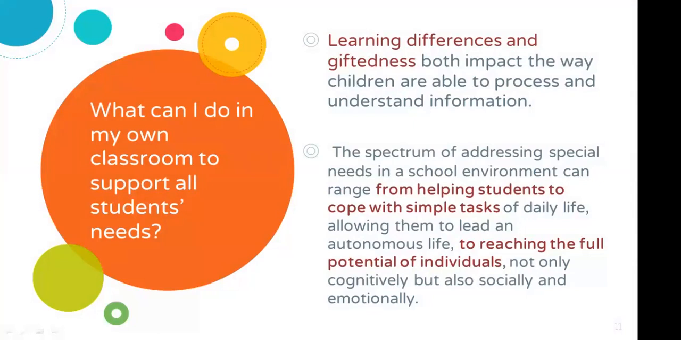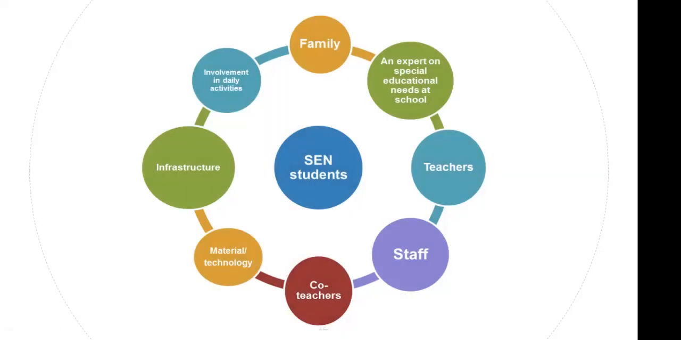The spectrum of addressing special needs in a school environment can range from helping students to cope with simple tasks of daily life, allowing them to live an autonomous life, to reaching the full potential of individuals, not only cognitively, but also socially and emotionally. So, first identify, then support them with activities that they can do, going from their level.